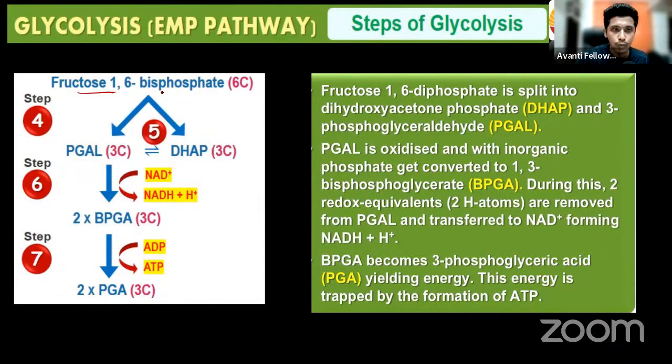First of all, fructose 1,6 bisphosphate is broken down into 3 carbon atom molecules. What are these 3 carbon atom molecules? One is called dihydroxyacetone phosphate, and the other one is called 3-phosphoglyceraldehyde. I will repeat again. Fructose 1,6 bisphosphate, which contains 6 carbon atoms, is broken down into 3 carbon atom molecules. What are those 2 important 3 carbon molecules? One is called dihydroxyacetone phosphate.